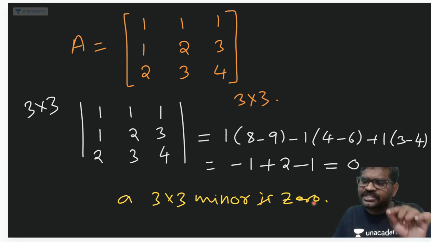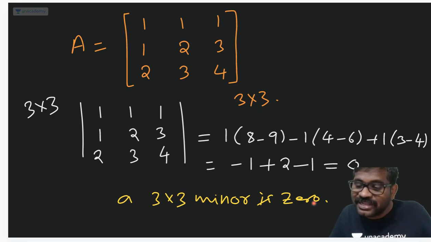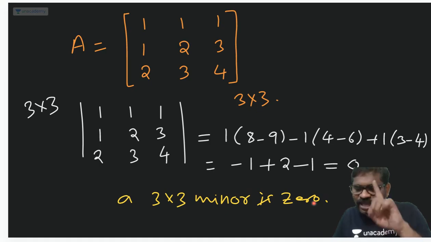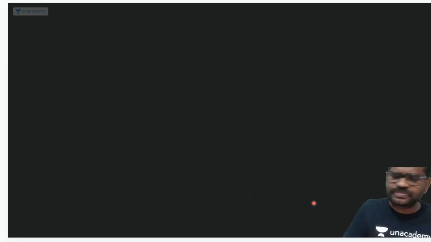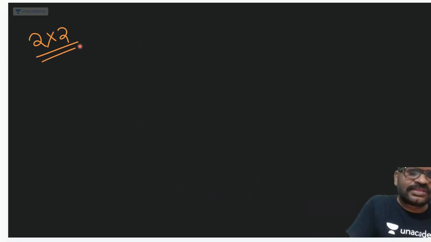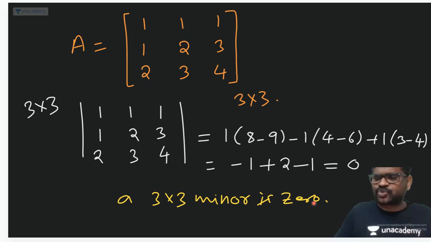If a 3 cross 3 minor is 0, you have to select another 3 cross 3. Is any other 3 cross 3 available? Not available. If it is not available, then only we have to move to 2 cross 2. Verify 2 cross 2. Sir, how many 2 cross 2 minors do we have? 3C2 times 3C2, so 3 into 3, 9. Nine 2 cross 2 minors are available.